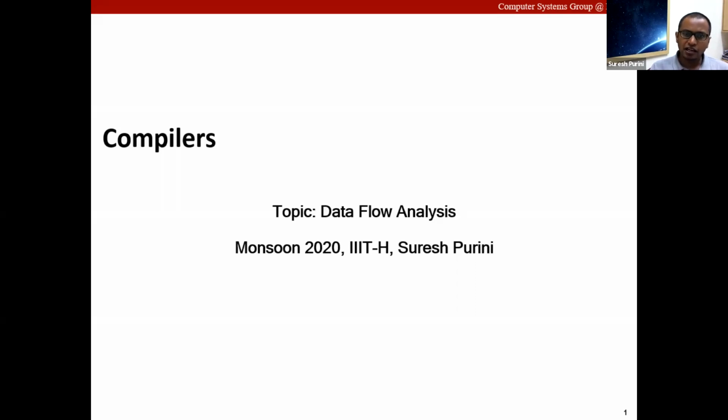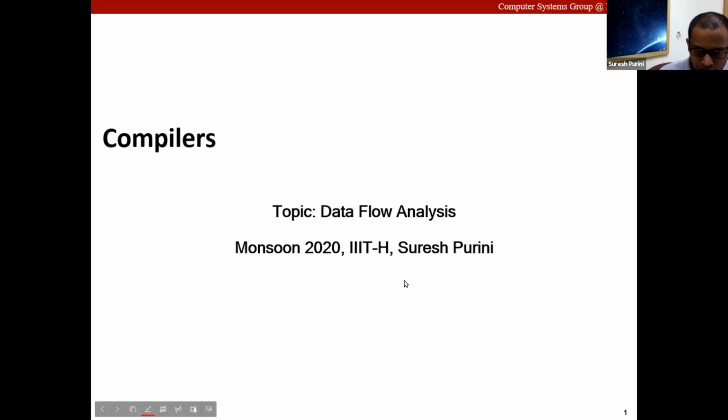And the next scope for optimization is at the level of a function, where we construct a control flow graph for a function and try to perform optimizations on this control flow graph. These are called global optimizations.